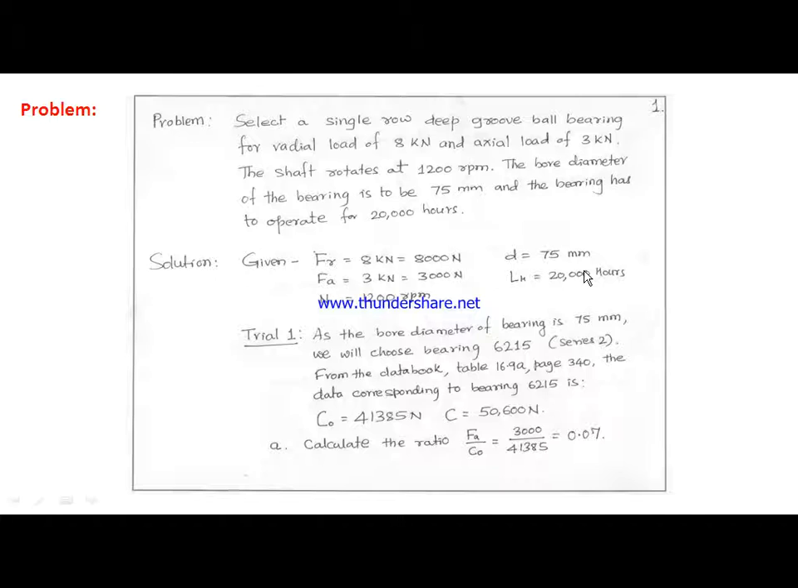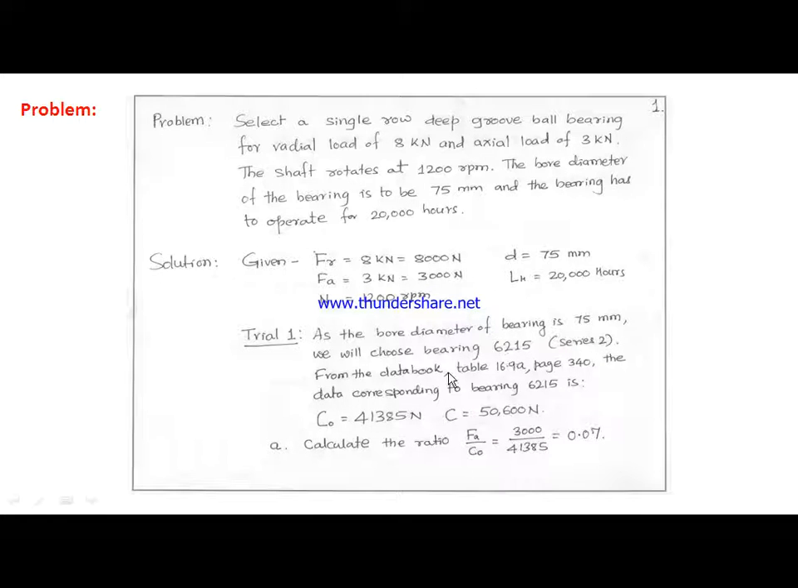LH is 20,000 hours. Now as the type of the bearing is also given, single row deep groove ball bearing, and its bore diameter 75 mm is also given. Let us start with this bearing. 6 is single row deep groove ball bearing, 15. If you multiply 15 by 5, you will get the bore diameter of the deep groove ball bearing. And this second number 2 corresponds to light series. So hence we will start with the light series deep groove ball bearing having bore diameter of 75 mm.